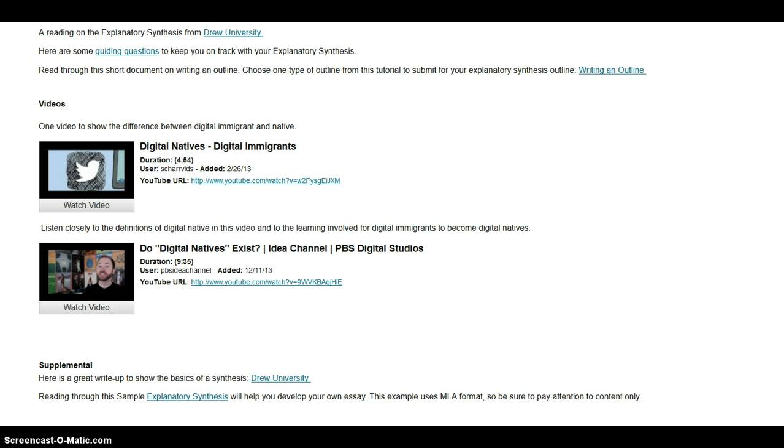Under your Unit 3 tab, you will see a reading on the explanatory synthesis from Drew University. That's actually a really good reading to help you get a line on what we're doing. There are also some guiding questions that you want to look at, and they will help keep you on track. As it says there with your explanatory synthesis, these are excellent questions for you to answer. This is how to write an outline, which is another important thing to keep in mind.